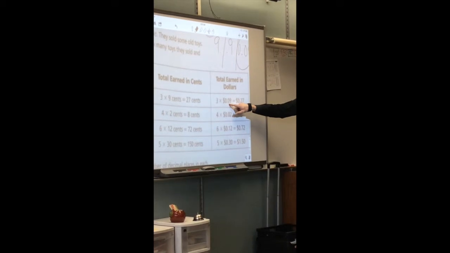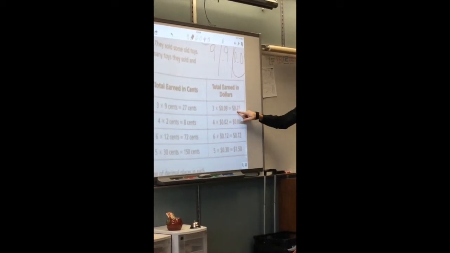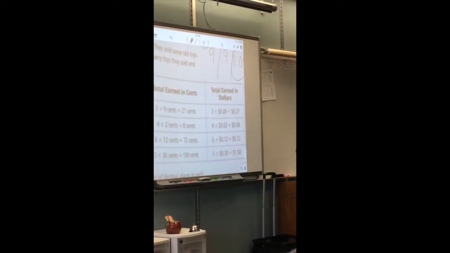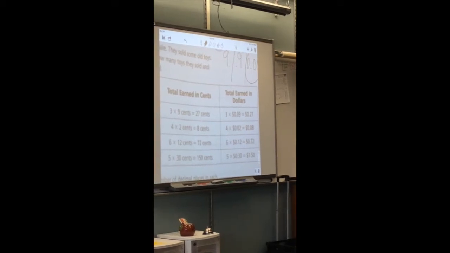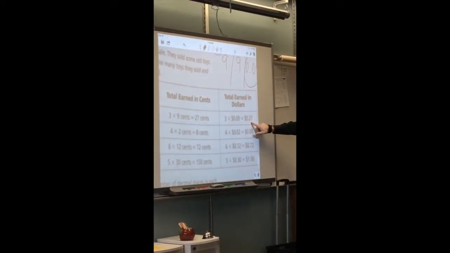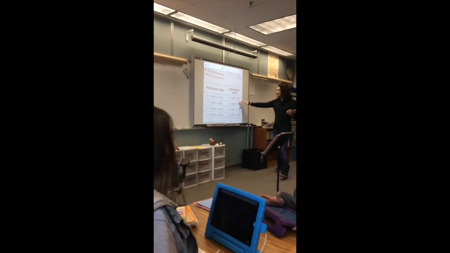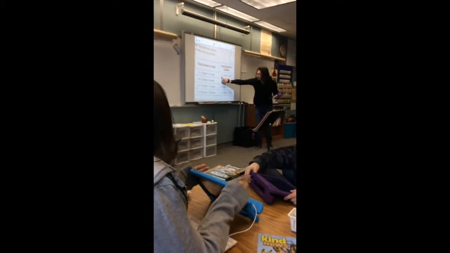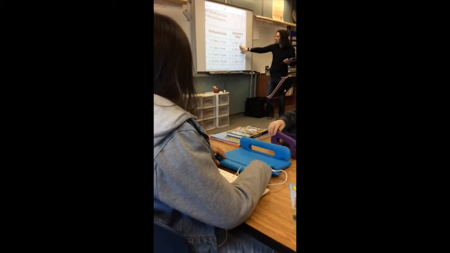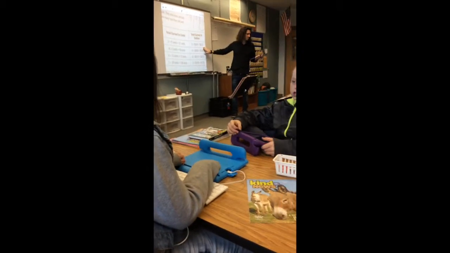However, when we start adding this decimal in over here and our answer looks like this, how on earth did they get the 27 cents to look like that? Will you talk about that at your table? Talk about how you think that they got the problem to look like this. Because we're multiplying a whole number by a decimal, and then our answer is a decimal.